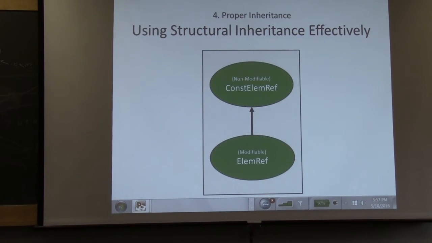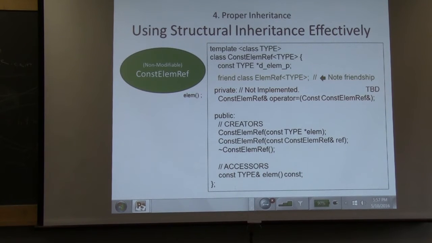All right, structural inheritance. Now for some more of that crazy stuff. So we have a const elem ref, which is a reference to an element where you can't modify the element. And then we have a modifiable elem ref, which is a const elem ref where you can't modify the element except you can. I know. So this is what we got.